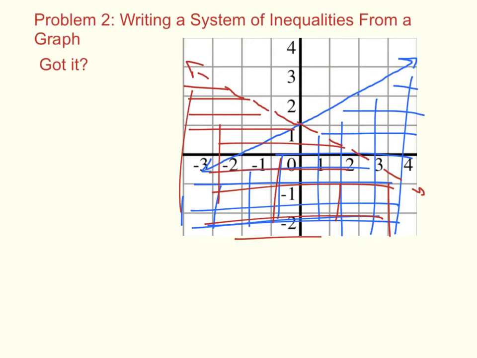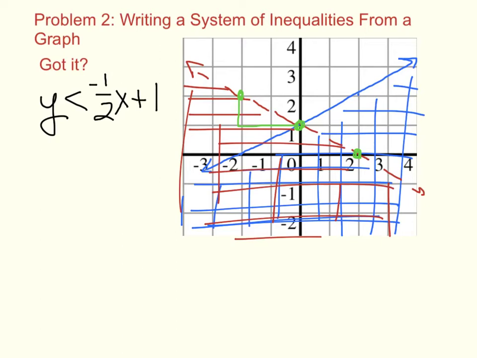So let's start with the red one. Because it's dotted, we're not going to have an equal to. And we shaded underneath, so it's going to be less than. So we need to find slope. So using my green, I see a point here, and a point here, a point here. So that means we're going to go down 1 to the right 2, down 1 to the right 2, which is a slope of negative 1/2 x.